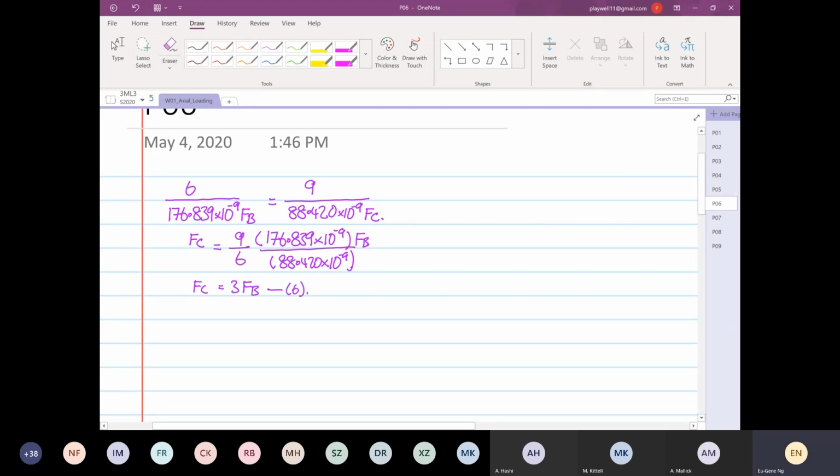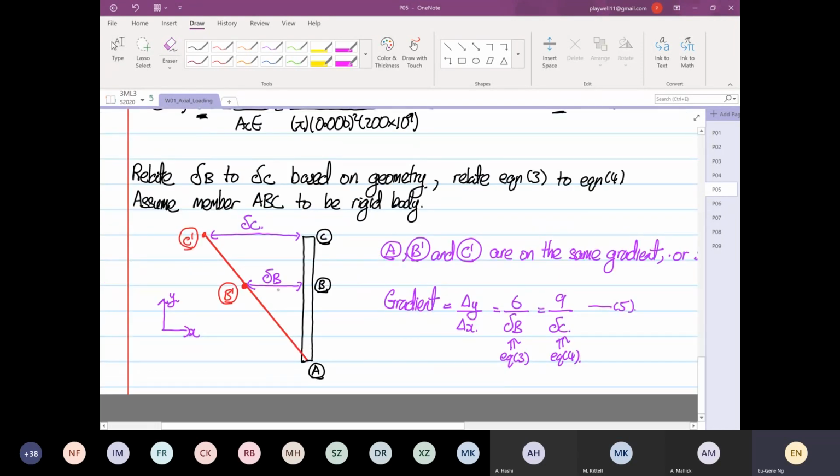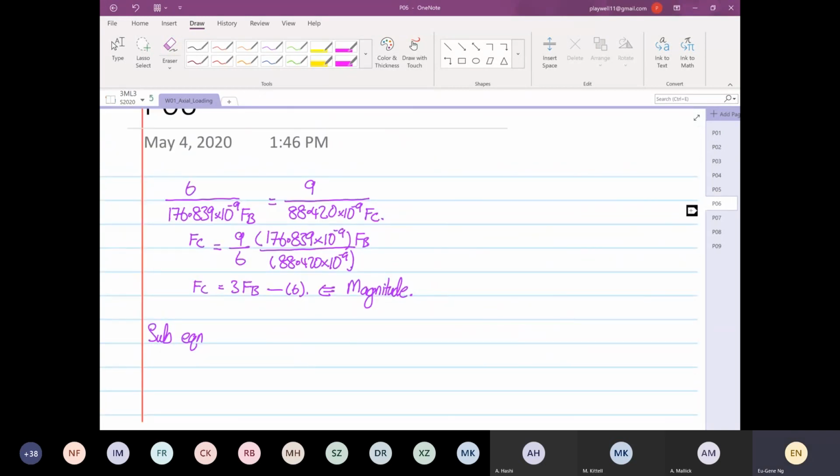Okay. So from here, we're going to substitute. Now, for this equation, you only focus on magnitude, yeah? You only focus on the magnitude, the relationship. Okay, there's no plus minus for this, and it's also because both of them, the deformation is in the same direction. Okay, so over here, just focus on the magnitude. So we're going to substitute equation 6 into equation number 1.